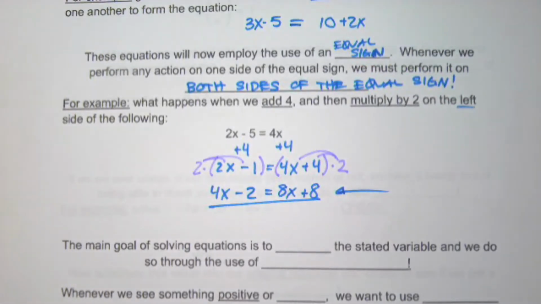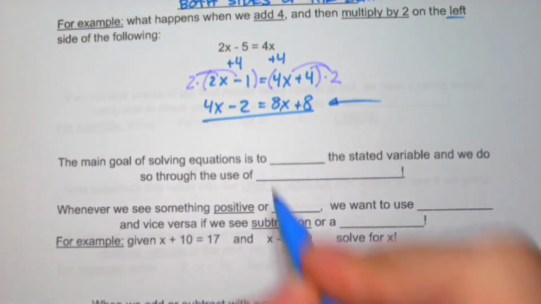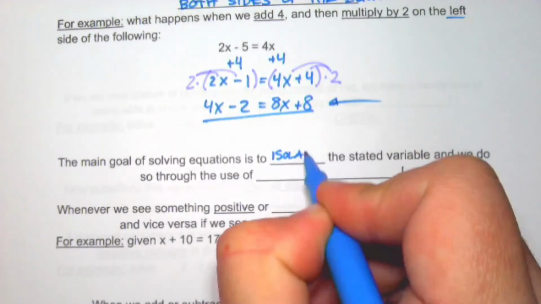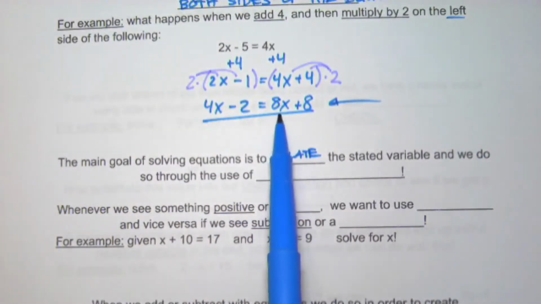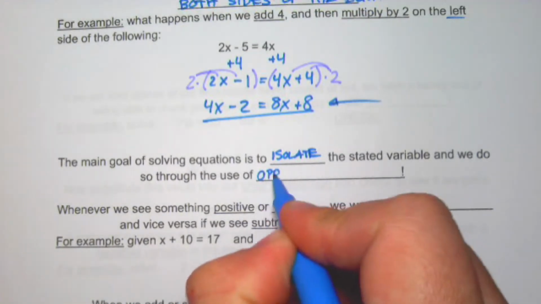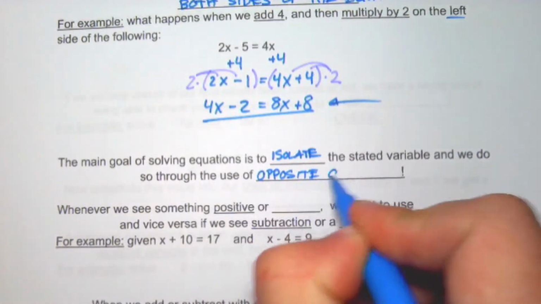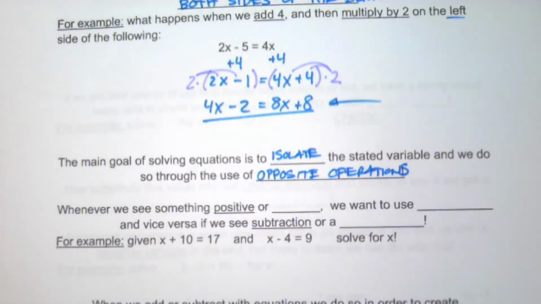So now when it comes to solving equations, what really is our goal of solving equations? Well, our goal is to isolate or solve for the stated variable. So in cases like above, there's only one variable, right? Just the x. So we want to isolate or solve for that x. And how do we do that? Well, we do that through the use of opposite operations. So we have our 4 operations: addition, subtraction, multiplication, division, and we have some opposites.